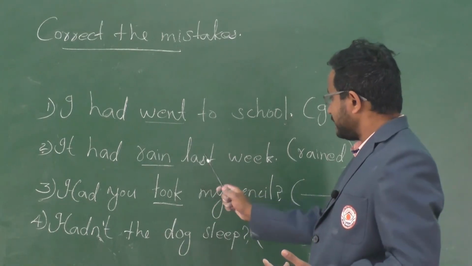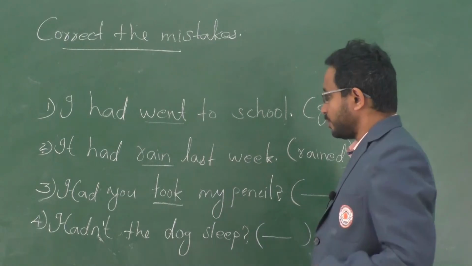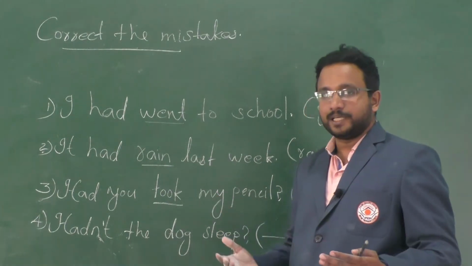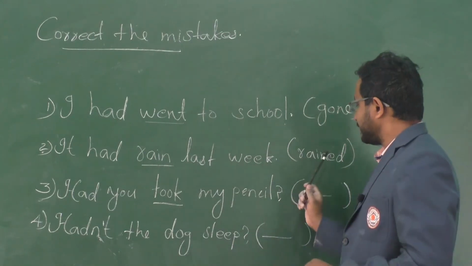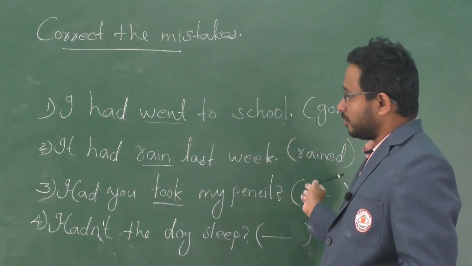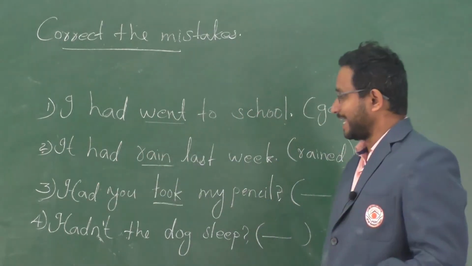It had rained last week. Last week it had rain. So what is the mistake? Verb is the problematic thing here, right? So I have given the right answer here. So the statement will become: it had rained last week.